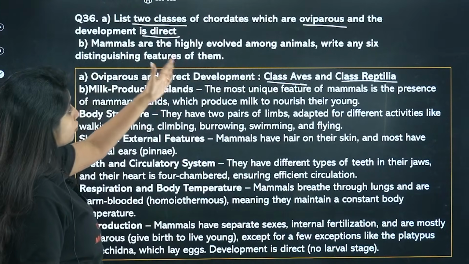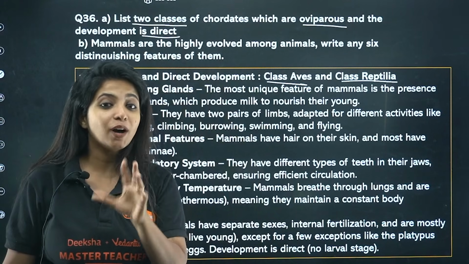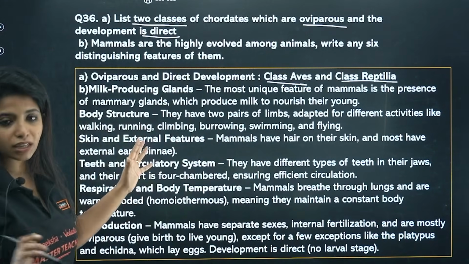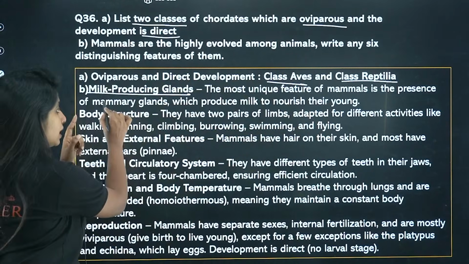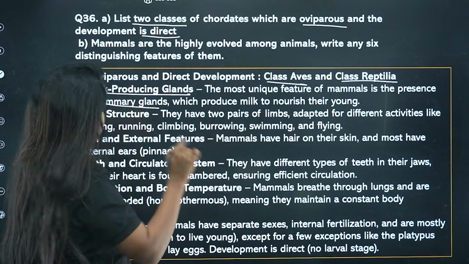There are 6 distinguishing features of them. So you have to write 6 distinguishing features, and that is only how you are going to get the 5 marks in total. So the first and foremost thing is milk-producing glands. The most unique feature of mammals is what? The presence of mammary glands, which make them mammals, which produce milk to nourish their young. That is the first thing.